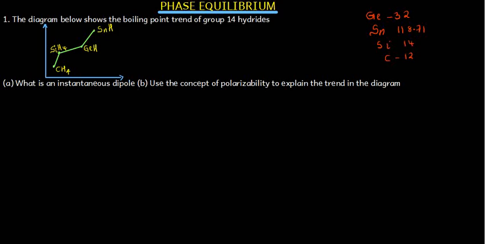We continue with practice questions, and the first question here. The diagram below shows the boiling point trend of group 14 hydrides. First question, what is an instantaneous dipole?